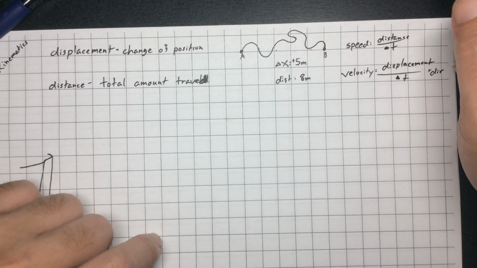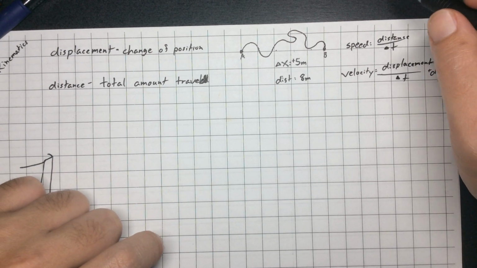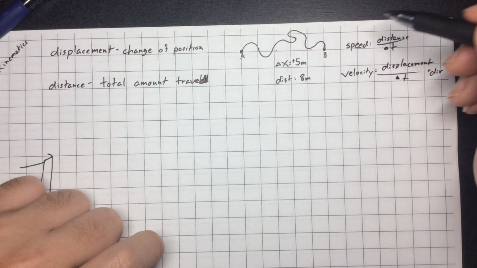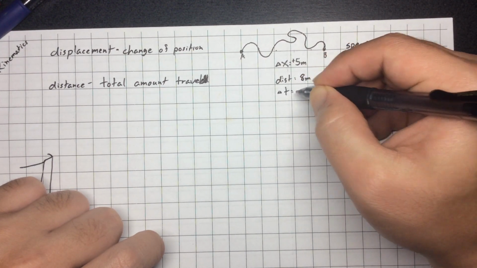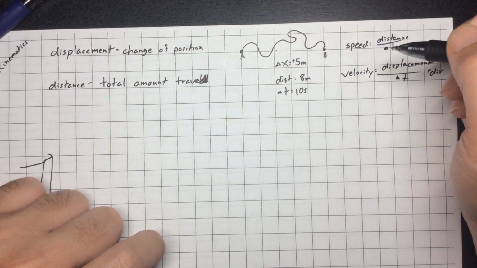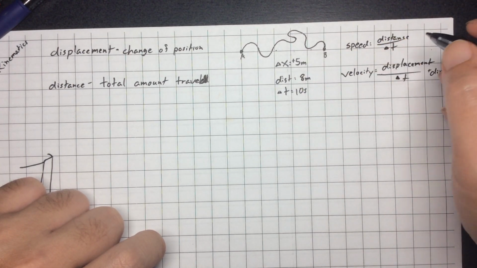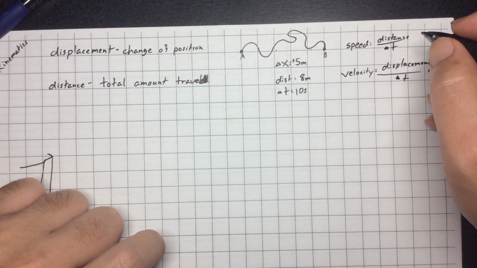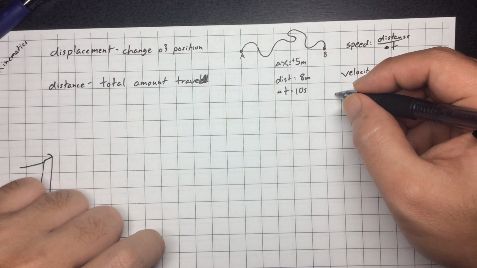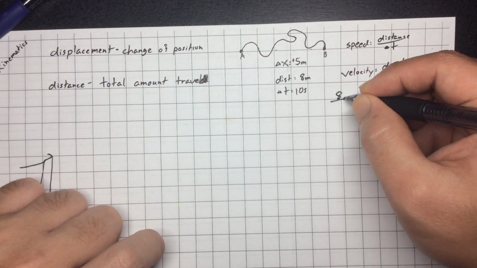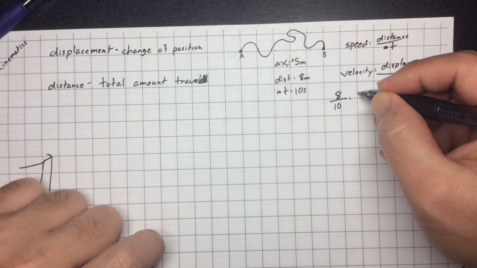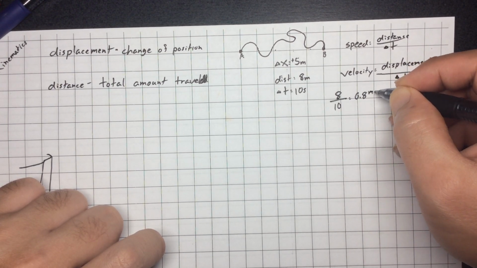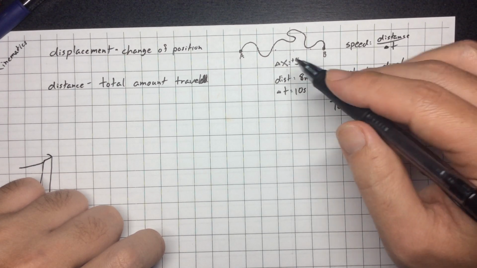So let's say that we took, I don't know, somewhere around 10 seconds to get there. So if my change in time is going to be a total of 10 seconds to make the motion from A to B, then I can talk about the speed of it, and the speed for this problem would be a distance of 8 meters divided by a time taken of 10 seconds, which would be 0.8 meters per second as my average speed for this time.